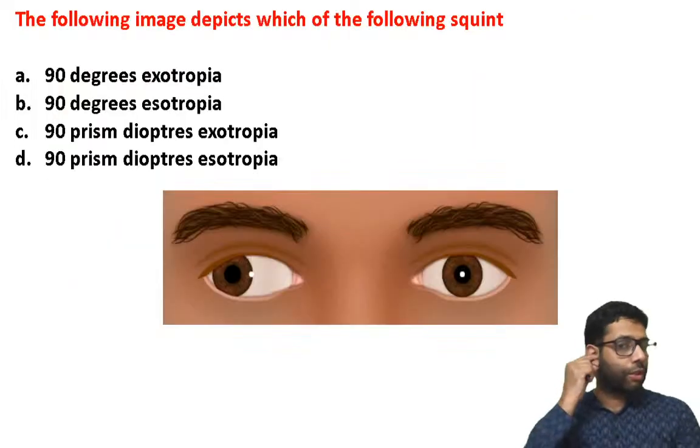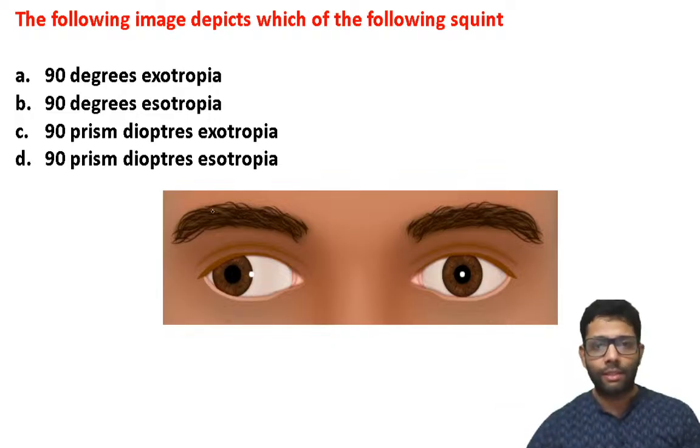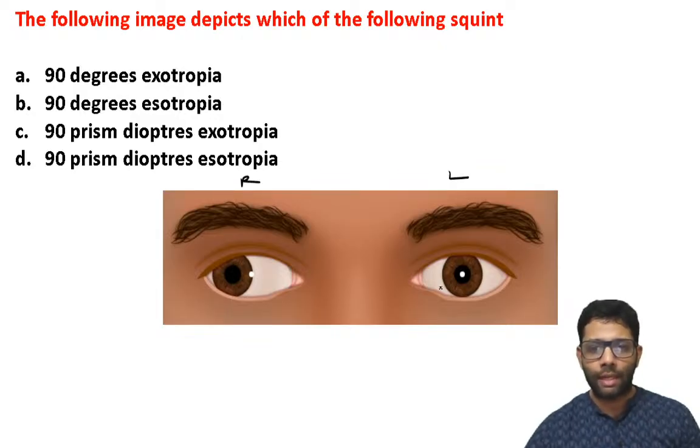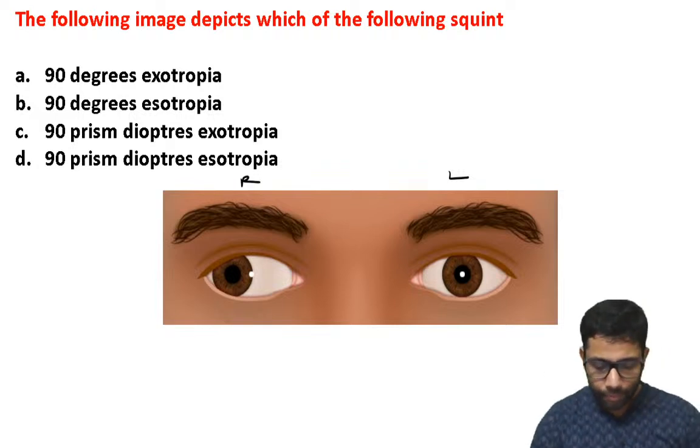Now this was a question where corneal reflex was given. This is the primary gaze picture, means patient is asked to look straight. This is the right eye of the patient, this is the left eye of the patient. See, the corneal reflex is in the center in the left eye, but in the other eye it is not central, the eye is going outside.